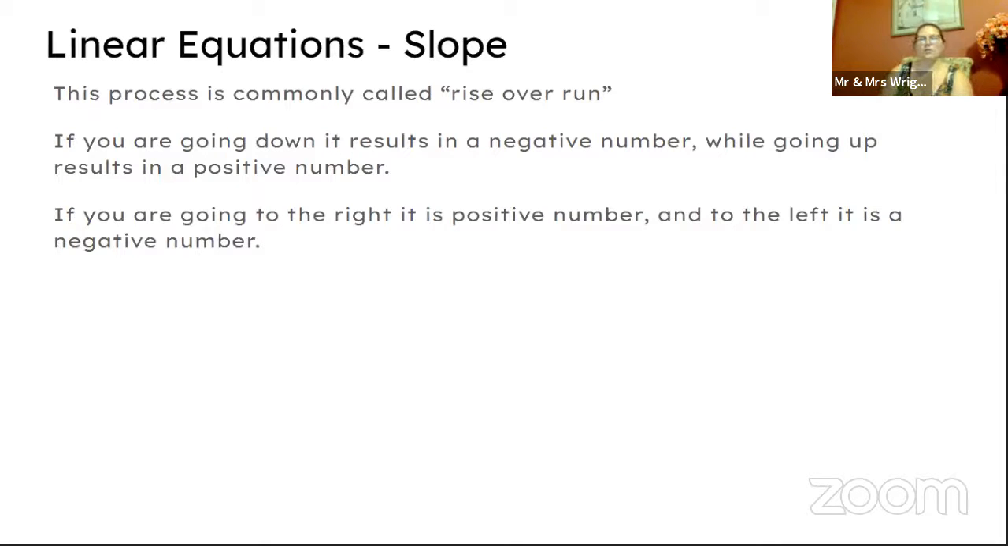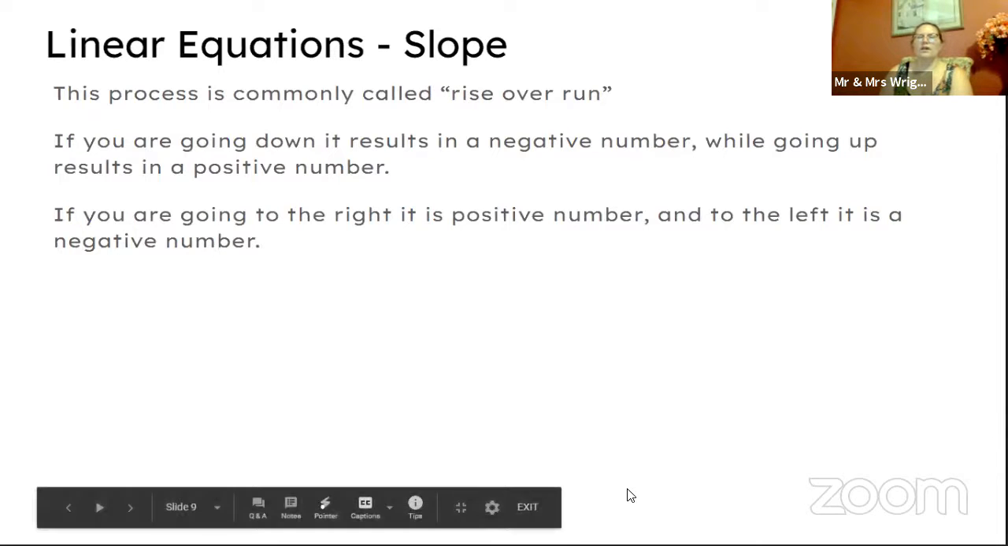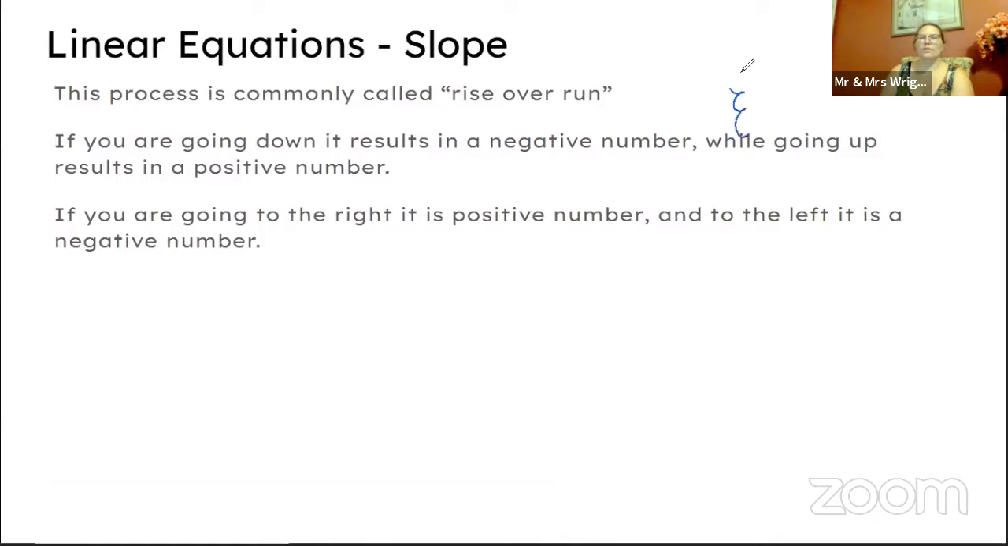Sometimes slope is called rise over run. That helps us remember that it's the vertical change, or the change in y, over the horizontal change, or the change in x. Rise indicates up and down, and run indicates right to left, or horizontal. Now, one thing you need to know is if you're going down when you're counting your change in the points, that's going to equal a negative number. If you're going up, that counts as a positive number. Same with horizontal change. If you're going to the right, it's a positive number. If you're going to the left, it's a negative number.